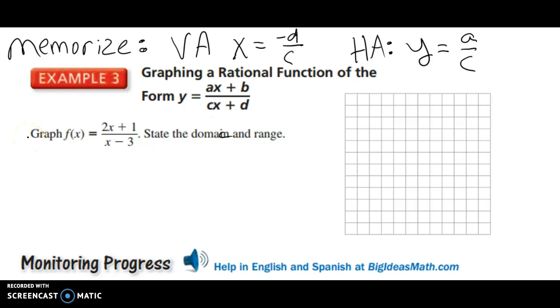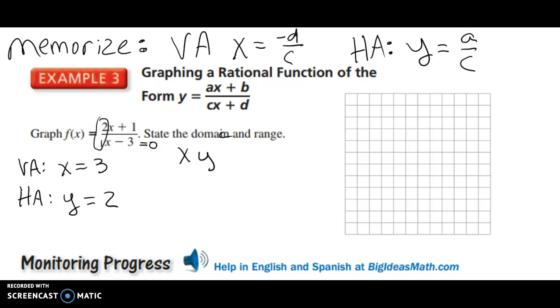So to begin graphing, I want to list the VAs and the HAs. The VA, again, is the denominator equal to 0. All I have to do is add 3 to the other side, so x equals 3. If you look at it as negative d over c, it would be negative 3 over 1, which is the same as 3. Next, let's look at the HA. The HA is going to be y equals the coefficients of the x terms. So I have 2 over 1, or y equals 2.